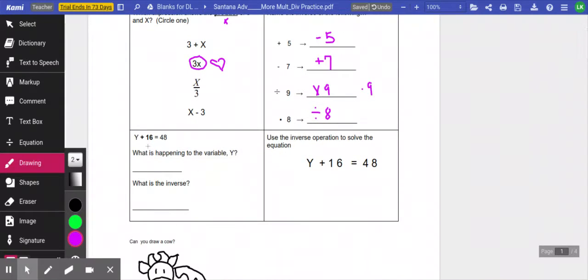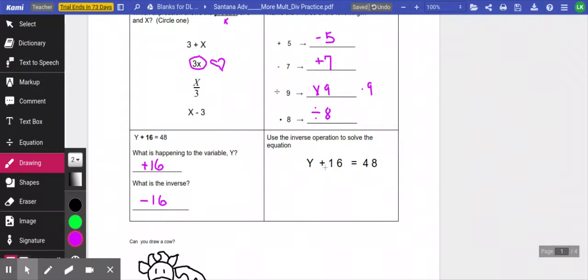We have 2 more. So let's look at this equation. Y plus 16 equals 48. What's happening to the variable y? So look next to y. What's next to it? Plus 16. So that's what's happening to y. Whatever value y is, it just has 16 being added. What is the inverse or the opposite? Subtracting 16.